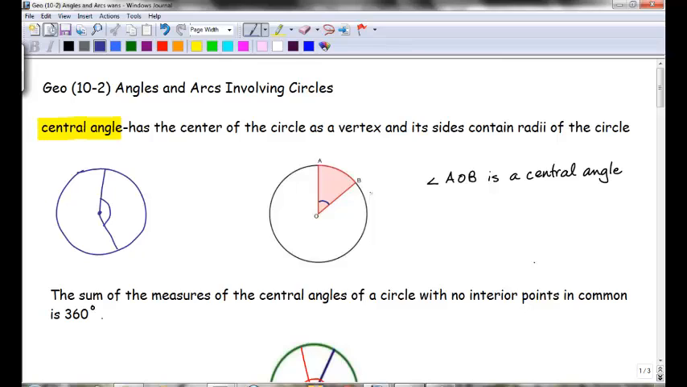And if you think about it, all the way around a circle is how many degrees? 360. And that's what they're saying here. If I went all the way around, the sum of the measures of the central angles of a circle with no interior points in common is 360 degrees.